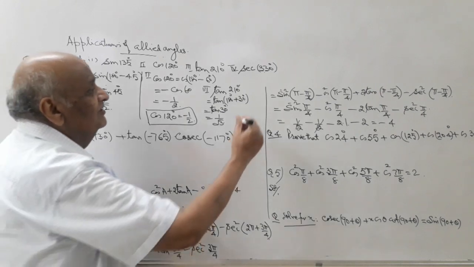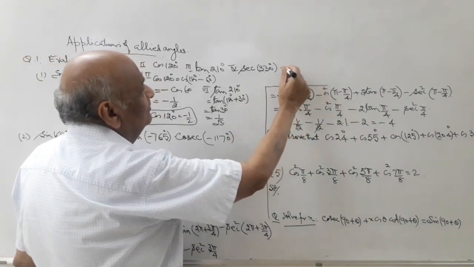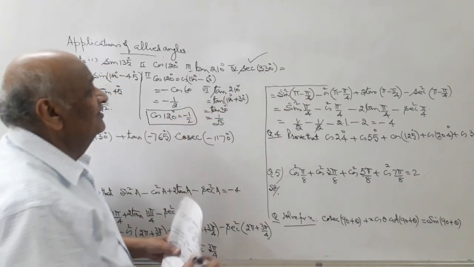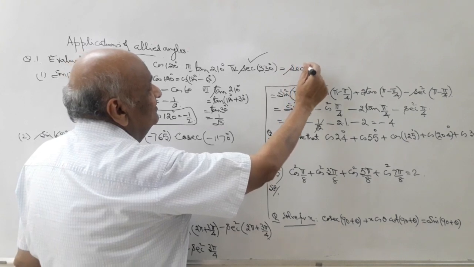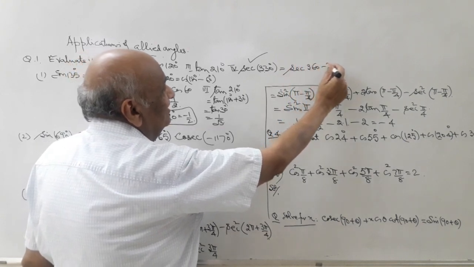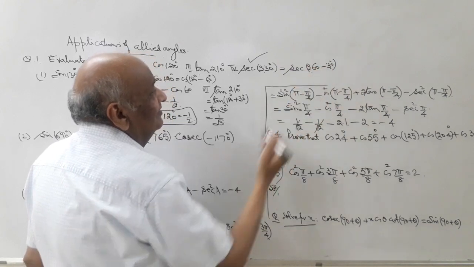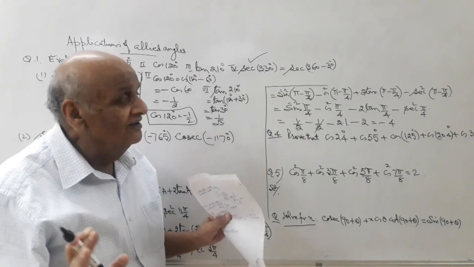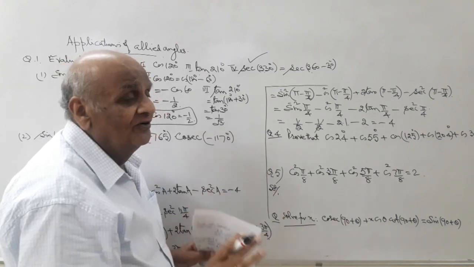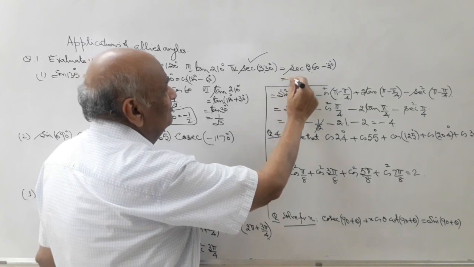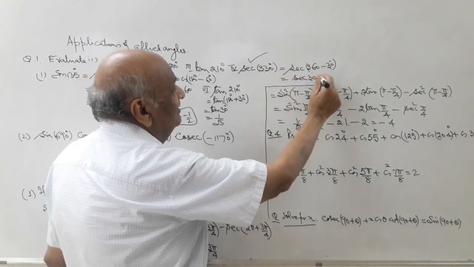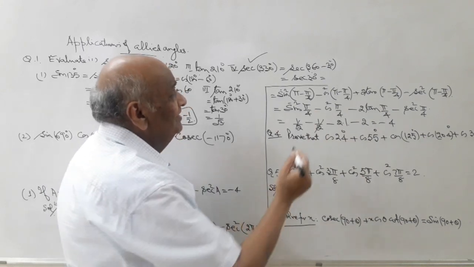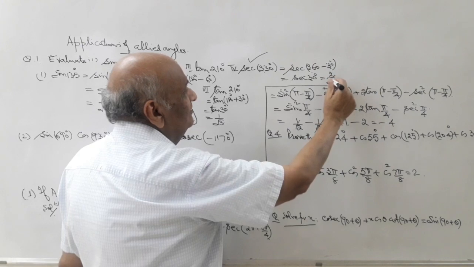Now the fourth case, secant of 330 degrees. Now this becomes secant of 360 minus 30. It is the fourth quadrant, 360 minus theta. In the fourth quadrant, it is positive. So it is secant of 30 degrees. We know cos 30 is under root 3 by 2. Secant of 30 becomes 2 upon under root 3.